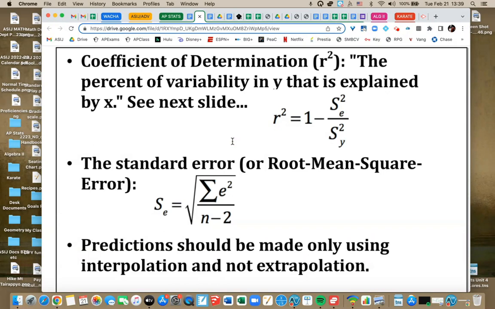We interpret them differently. So r we just interpret as the strength of your association. Is it weak, moderate, or strong? That's really all we use it for. And of course, we know where it comes from. R squared is talking about the reduction in variation from what you started with by associating your predicted values to some x value. So let me explain.